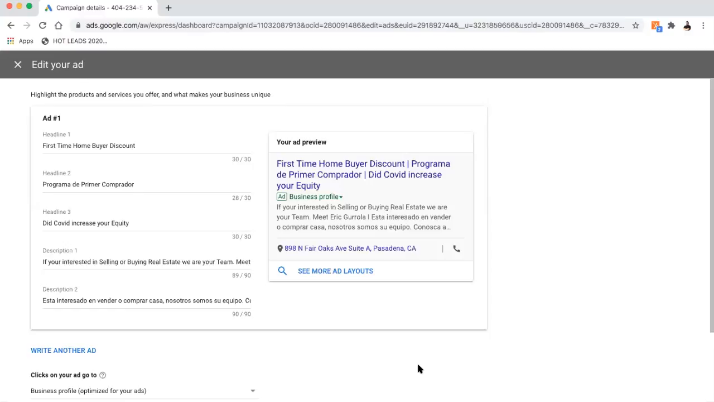So our first headline is going to be first-time home buyer discounts. Now we're going to talk about the subheadings in a little bit. That's our first ad. Second ad is what? So it's still ad number 1, but they give you 3 headlines, remember. So the first headline was first-time home buyer discount. For the second headline, we wanted to target the Spanish community. So what we did is ¿Cuánto vale tu casa? And we changed it to Programa de Primer Comprador, which stands for first-time home buyer in Spanish.